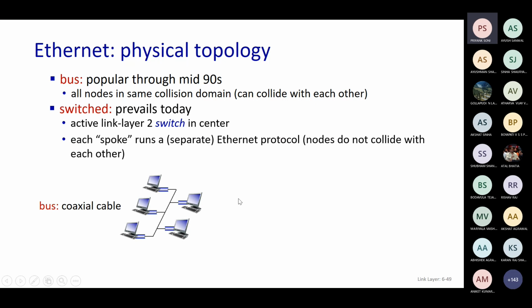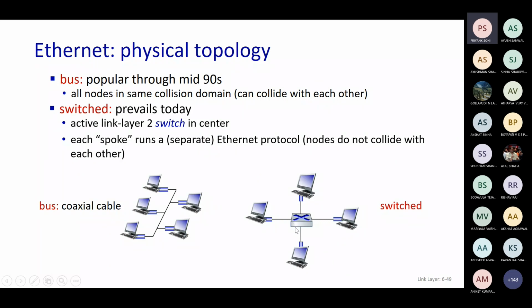Now there's another physical topology for Ethernet, which is known as the switch topology. It looks like this. You have a switch, which is a link layer, layer 2 device. It works only up to the link layer. It does not work up to the network layer the way a router does.